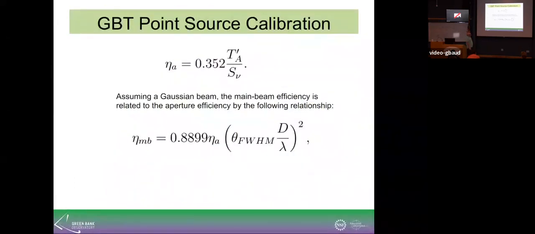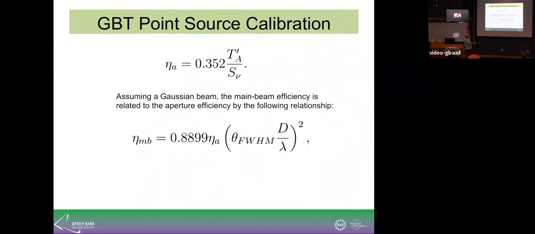So that's point source calibration. You can measure an aperture efficiency. You observe a source whose flux density somebody else has published in a paper, and you can estimate the aperture efficiency of your telescope. If you assume a Gaussian beam, one could go through the math and compute what we call the beam efficiency. I'll give you a mathematical form for it in a few more slides.